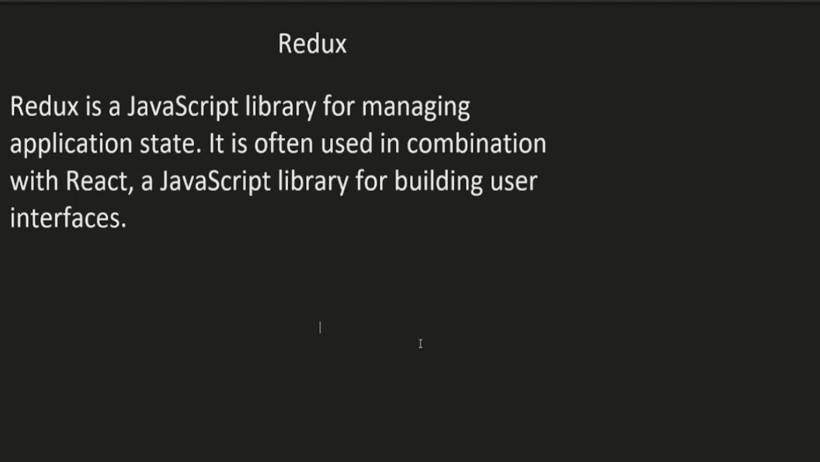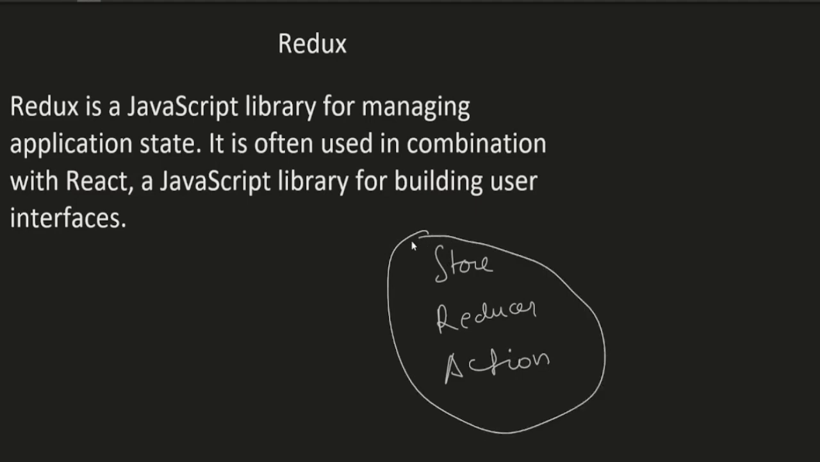Some of you might have understood what this means, but some of you might not. So now let's try to understand this. We'll try to understand Redux with the help of a bank analogy. Before starting, we will write three terms that are the most useful: store, then reducer, and then action. These are the three most used terms in Redux. So now let's come to the bank example.